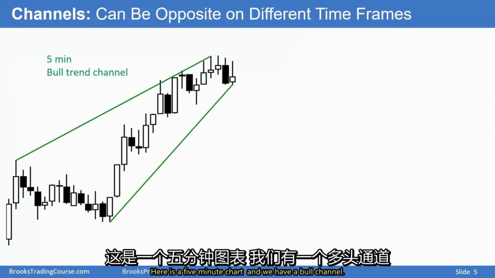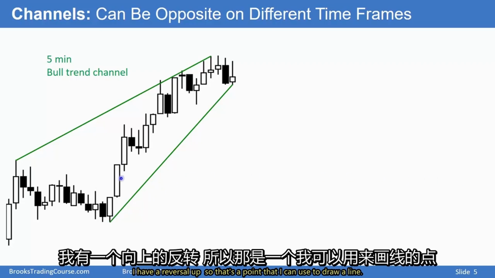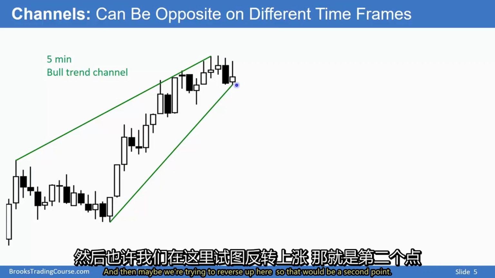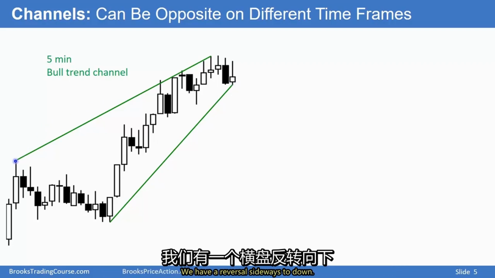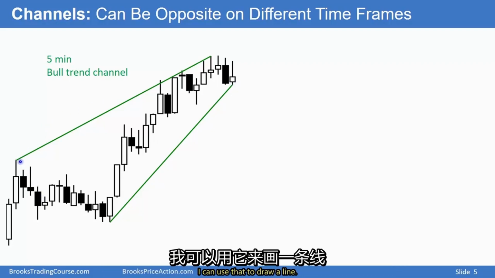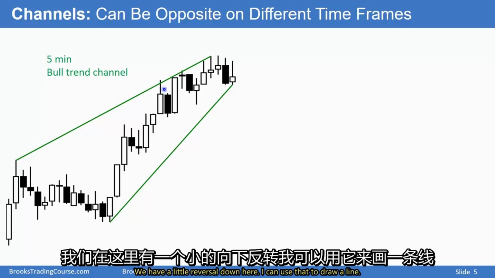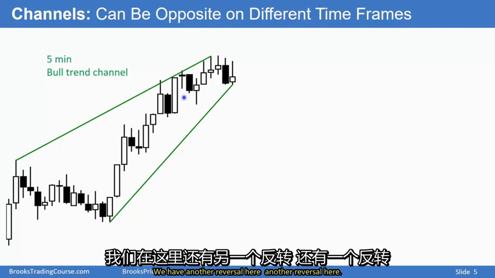Here is a 5-minute chart, and we have a bull channel. I have a reversal up, so that's a point that I can use to draw a line. And then maybe we're trying to reverse up here, so that would be a second point. We have a reversal sideways to down. I can use that to draw a line. We have a little reversal down here. I can use that to draw a line. We have another reversal here, another reversal here.